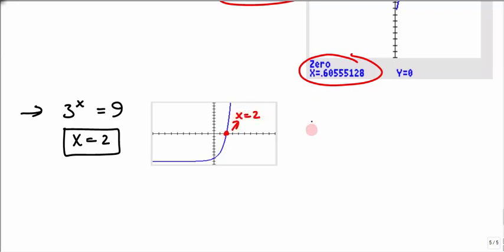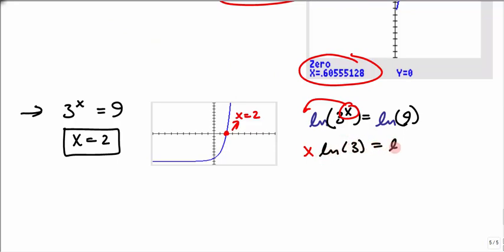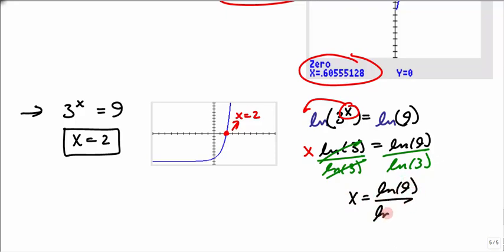Now another way that we could have solved this is by taking the natural log of both sides. The whole reason for taking the natural log of both sides is to pop that x out front. So I'd have x times the ln of 3 equals the ln of 9. And then to solve for x, I would divide both sides through by ln of 3. Now remember that you can't cancel the 3 into the 9. But ln of 3 over ln of 3 is 1. And over here I have the ln of 9 over the ln of 3.